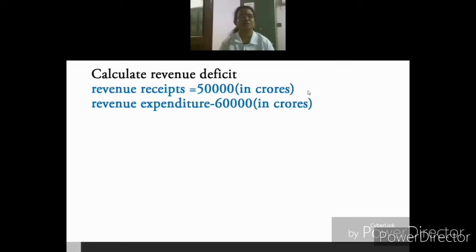Let us now move on to the numericals. Calculate revenue deficit. So revenue receipts is given 50,000 crores. Revenue expenditure is 60,000 crores. Now you know the formula to find revenue deficit. So let us work it out.